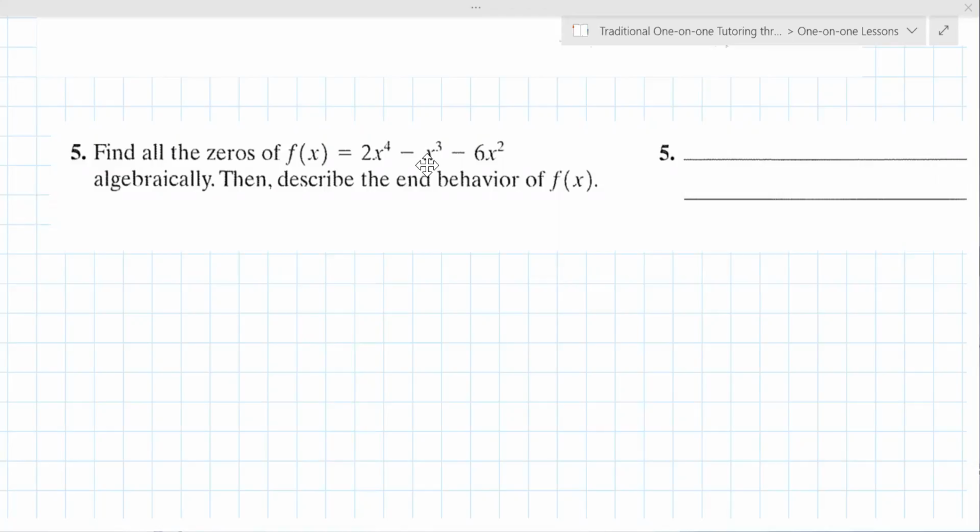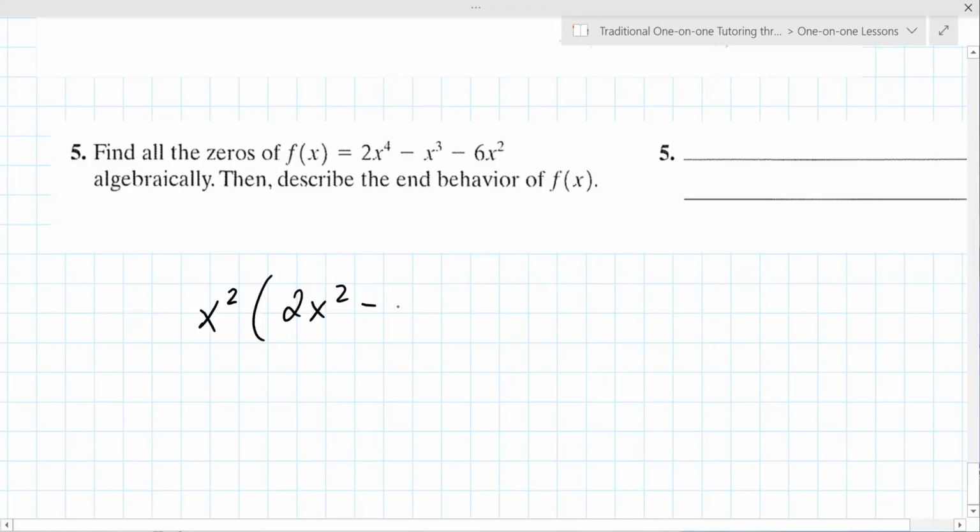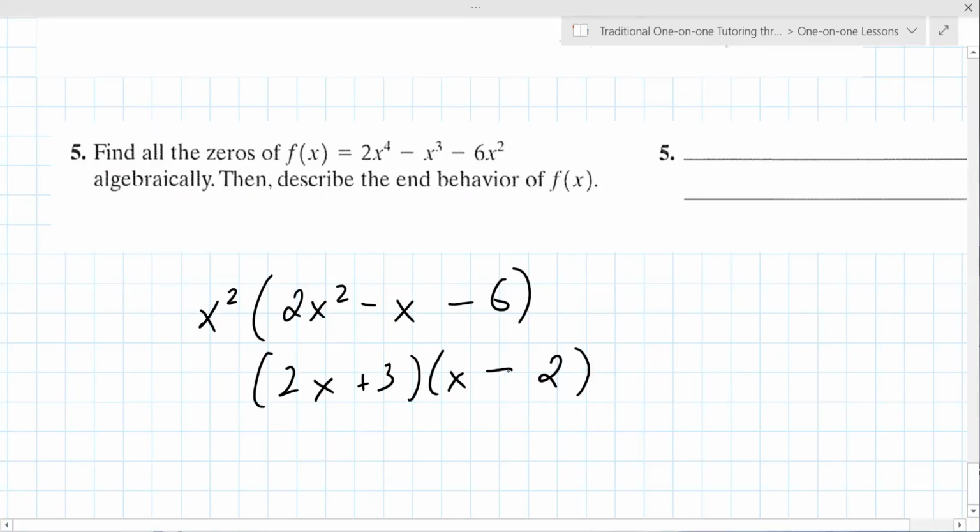Okay, so the first thing is, do you see that there's an x squared that goes into each one? You can factor that out. So it's 2x squared minus x minus 6. So now you've got to factor this inside one, maybe, if it works. Maybe. Yeah, so this is 2 and this is 3. Yeah, that'll do it.